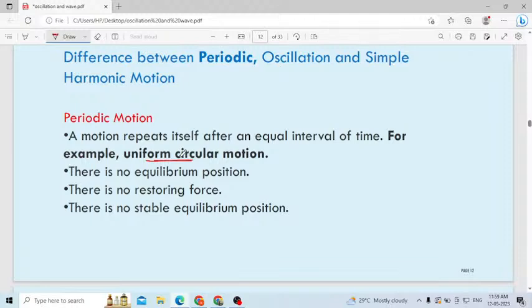Here there is no equilibrium position. Yes, in periodic motion there is no equilibrium position. There is no restoring force. These are very important points in periodic motion: there is no equilibrium position, there is no restoring force, there is no stable equilibrium position.